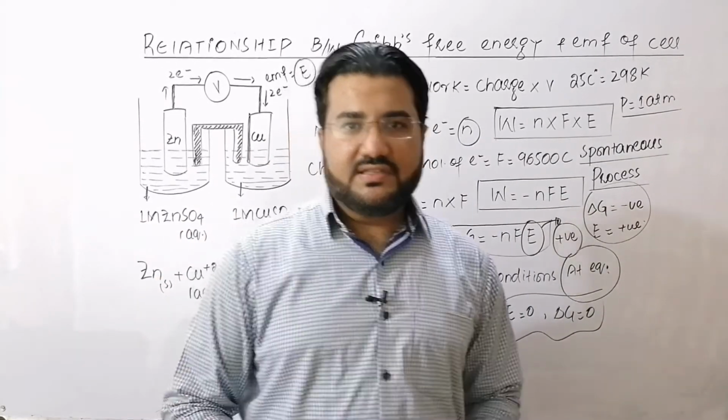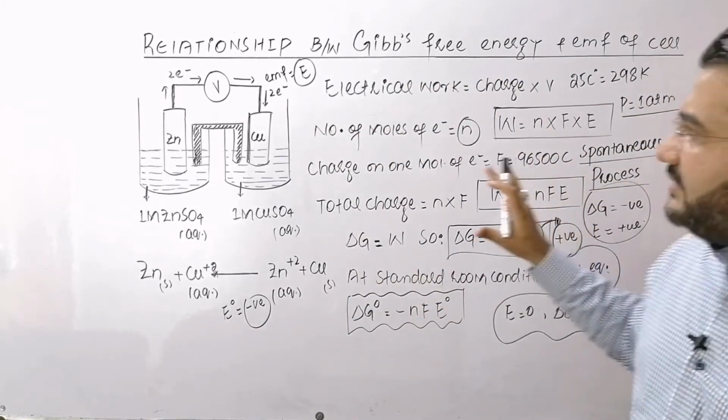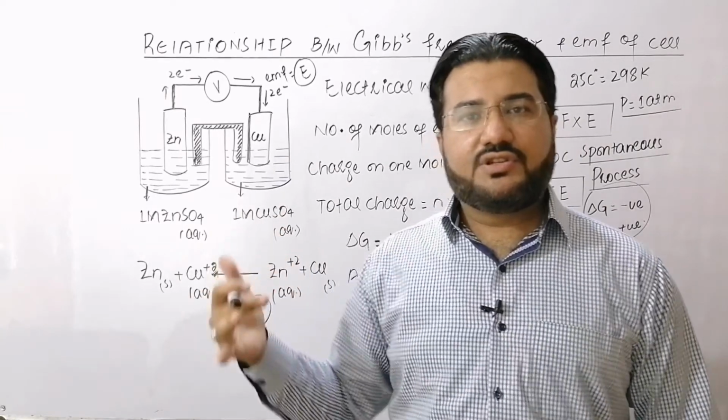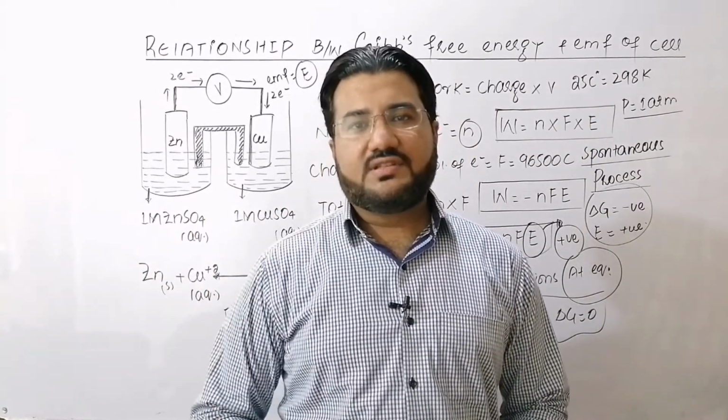And this relationship is very important because it is used in the Nernst equation to calculate the electrode potential or cell potential under non-standard conditions.